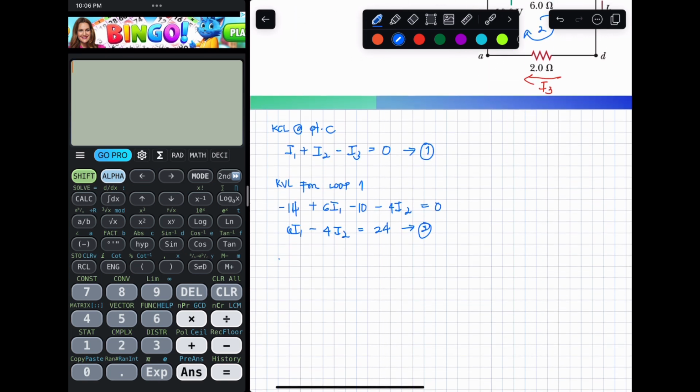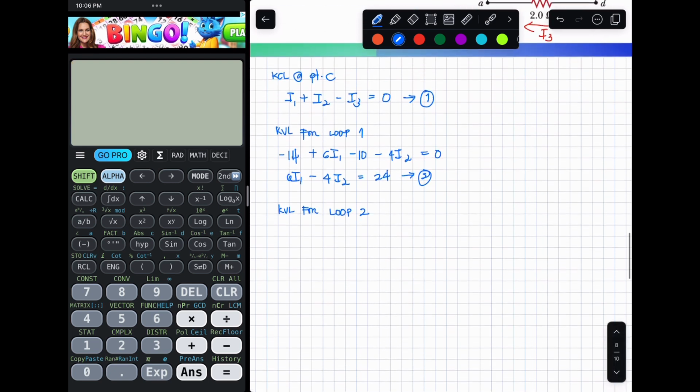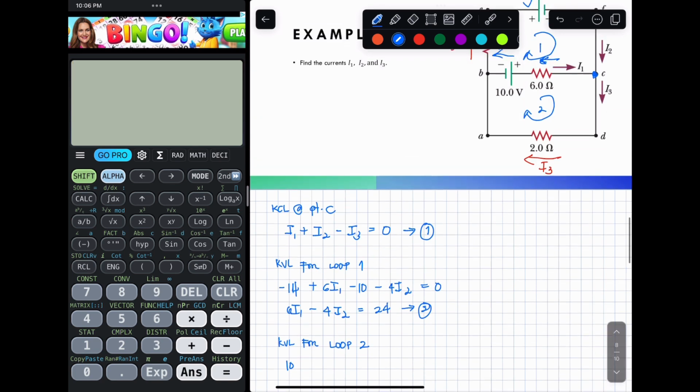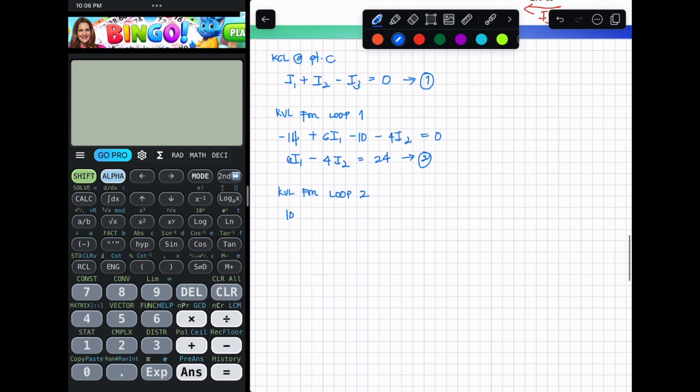And then for KVL for loop 2, I'll start with the 10 volts. It goes out at the positive terminal, so clockwise for my loop. Negative to positive, so that would be positive 10 volts. And then my loop is going in this direction, which is along the I1, so it would become minus 6I1.